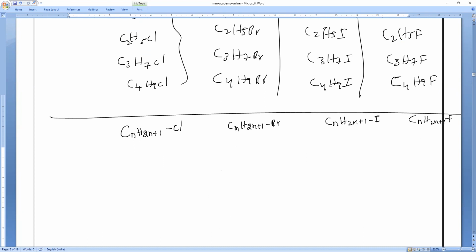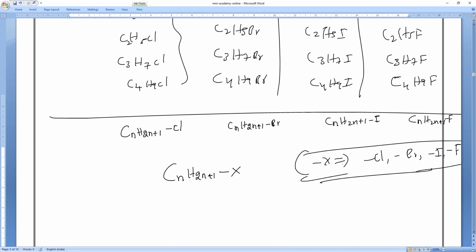So we will say CnH2n+1X. X indicates what, everybody? Chlorine, bromine, iodine or fluorine. That is what you have to remember. Everybody clear? Understand? This is the most important thing, so please learn it and practice it till here.